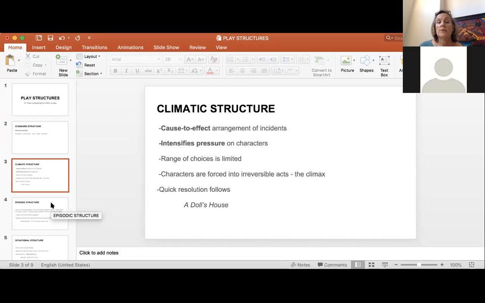But again, cause to effect, intensify the pressure on the characters. The range of choices is limited. And she's forced into an irreversible act, which is that she leaves. And that's the door slams.